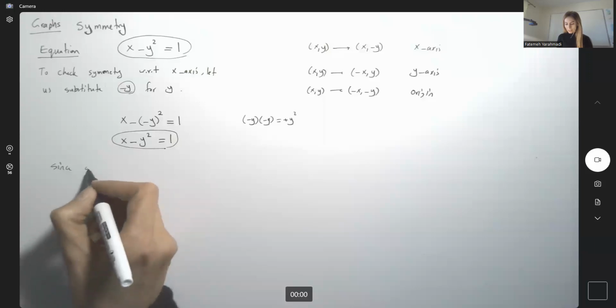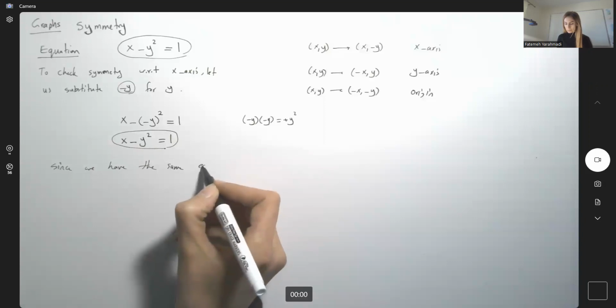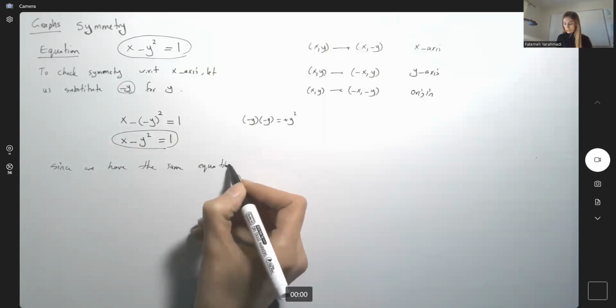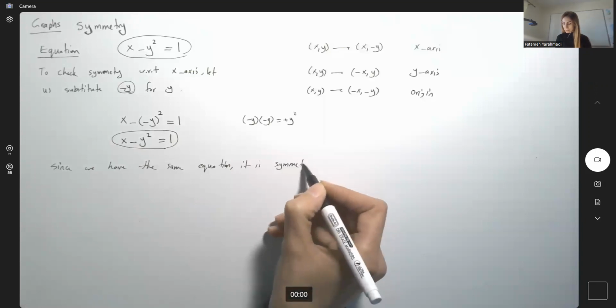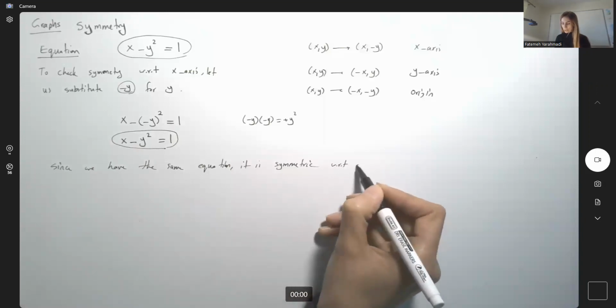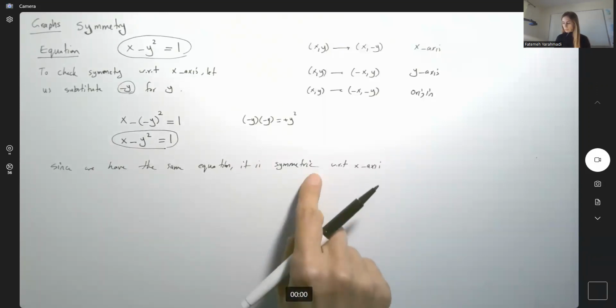Since we have the same equation, it is symmetric with respect to the x-axis. Take a look at another example.